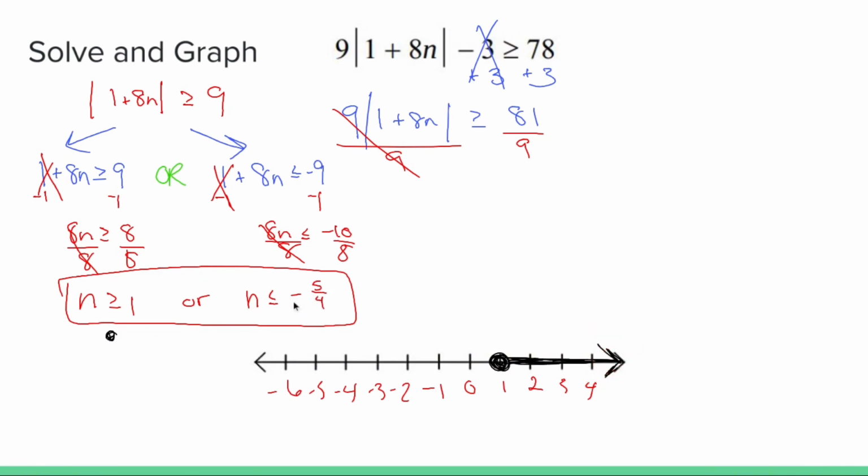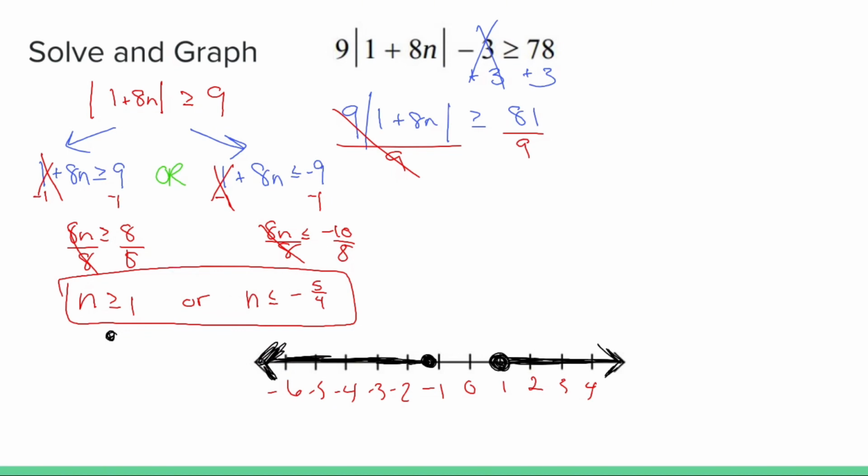Negative 5 over 4 is negative 1.25. So negative 1.25 lives in between negative 1 and negative 2, but closer to negative 1. I'm going to fill that in because we're allowed to count it, and I'm going to go to the left. So what this dark line that I'm drawing represents is I can plug in any number like negative 6 or negative 3 or 1.5 or pi into the original equation, and it'll become a true statement.